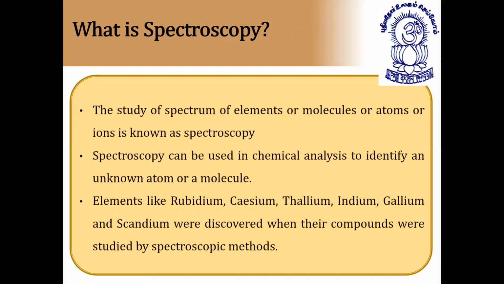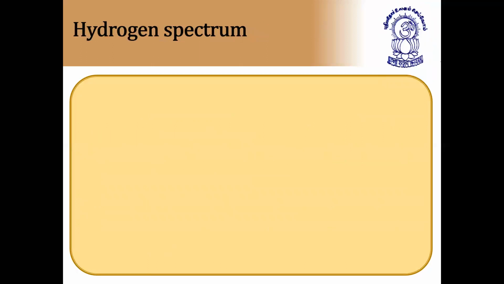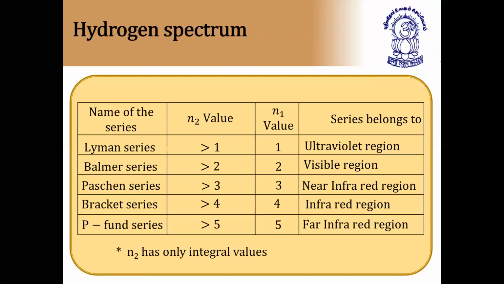So what is spectroscopy? The study of spectrum of elements, molecules, atoms, or ions is known as spectroscopy. By means of a spectrometer, we can study all these things. Spectroscopy can be used in chemical analysis to identify an unknown atom or molecule. Elements like rubidium, cesium, thallium, indium, gallium, and scandium were discovered when their compounds were studied by spectrographic methods. So spectroscopy is very, very useful.